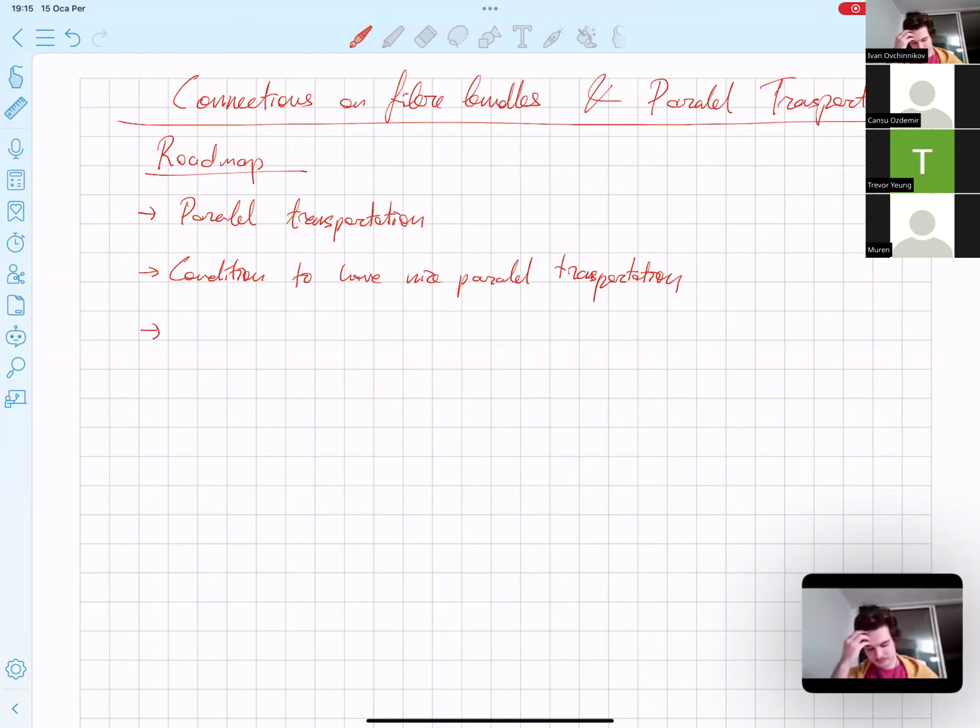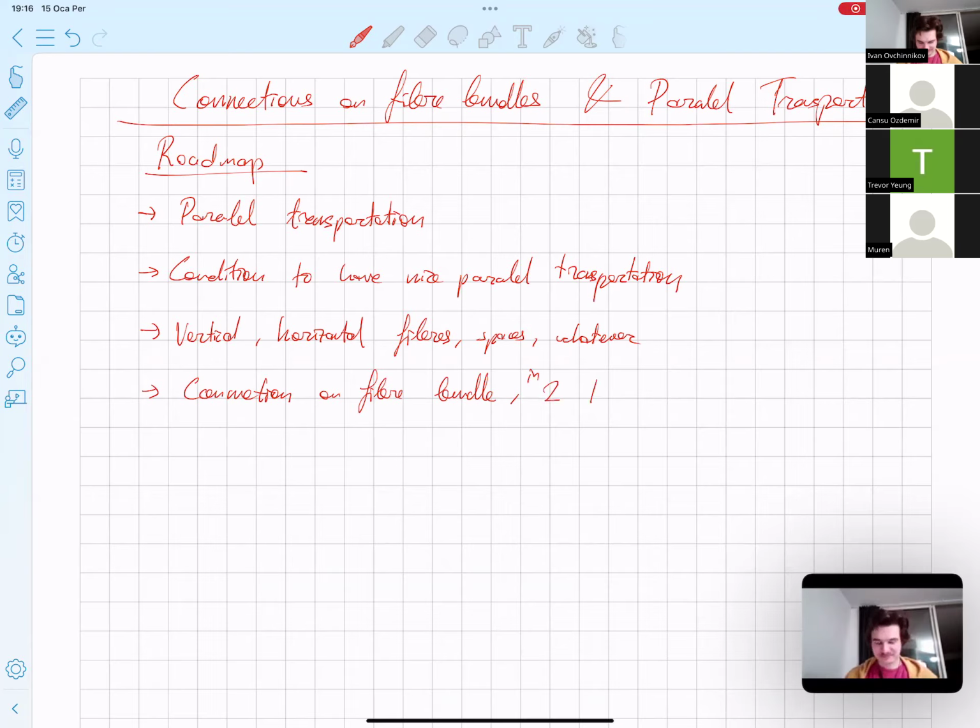And then we're gonna talk about some definitions that are called the vertical and horizontal fibers, spaces, whatever. And then lastly, we're gonna define what a connection is on the fiber bundle. In two ways, because why not? In two ways. It's buy one, get one free.